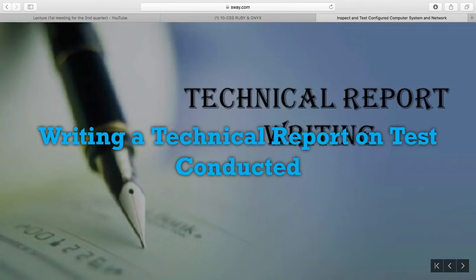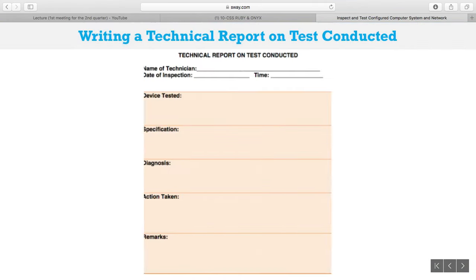Okay? So kung kanina, pag may mga na-accidents, we need to write accident report. Dito naman, kapag nagsiservice tayo ng computers, we need to write technical report. So, technical report looks like this. We have the name of the technician. That is actually your name. Date of inspection, then the time.